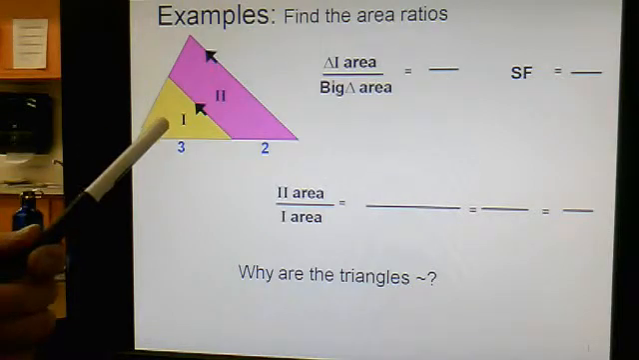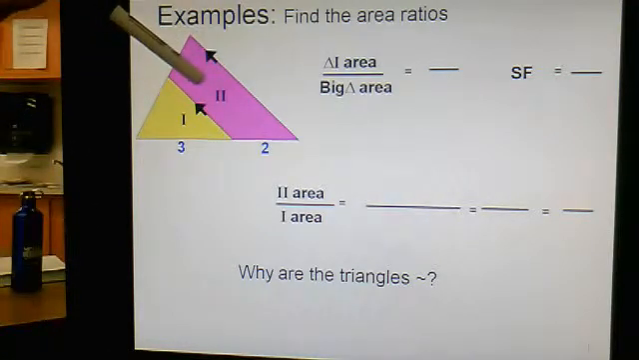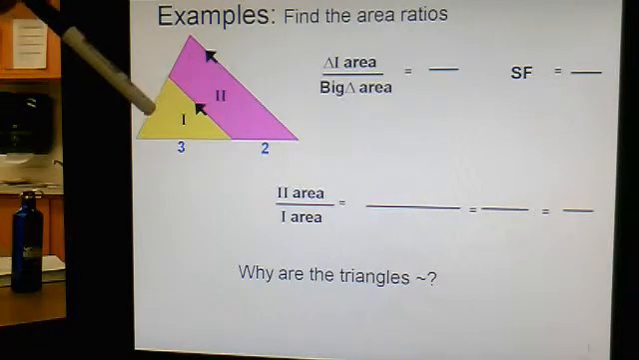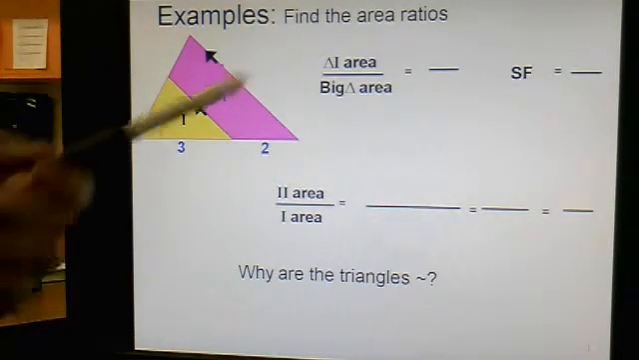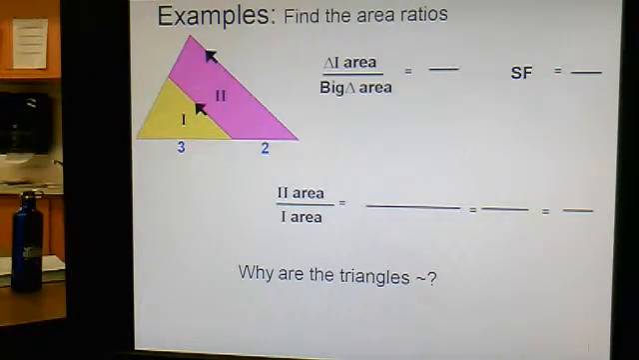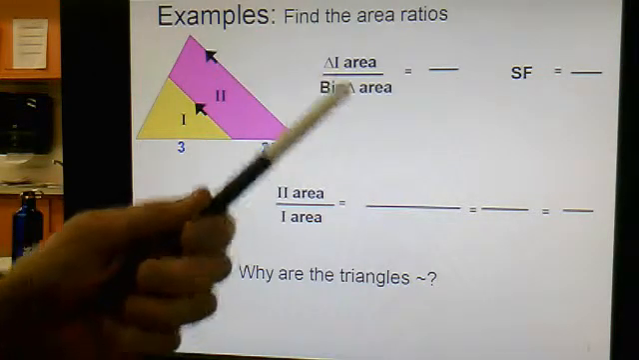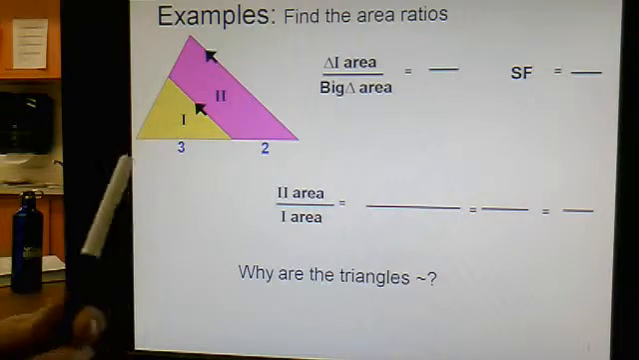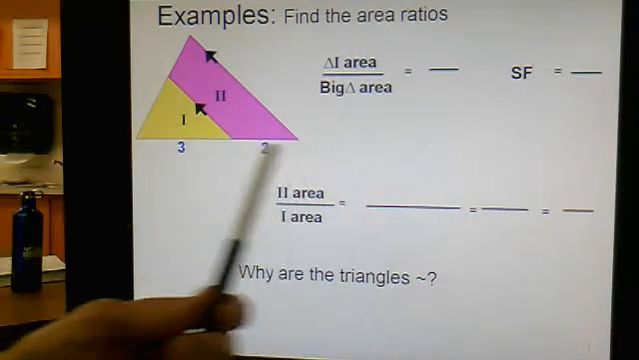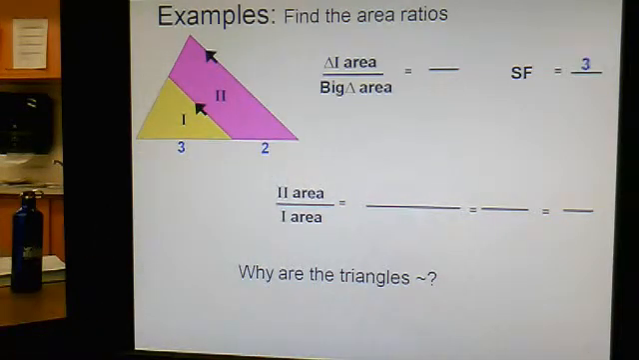Again, I'm using area 1, and then this pink area here, or purple area, is area 2. That's a Roman numeral 2 and a Roman numeral 1 to allow you to answer these two questions. The first one's asking you to compare the similar triangles. To compare similar areas, you first find a scale factor. So 3 in the small triangle corresponds to the base of the big triangle. That's a 3 to 5 ratio.